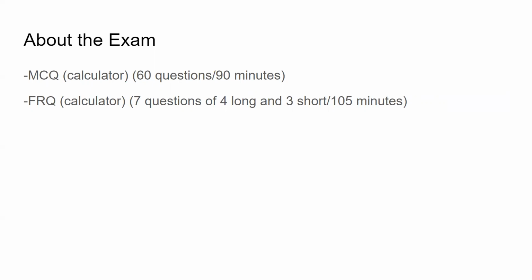After the grading is done for both sections, the combination of the two scores will directly impact your actual AP exam score, which is scaled 1 to 5.